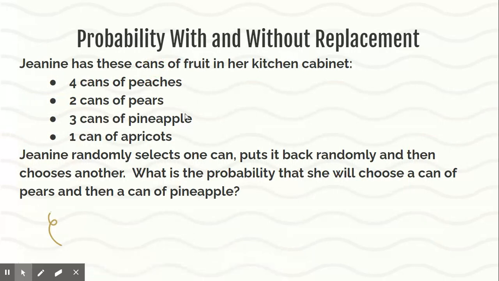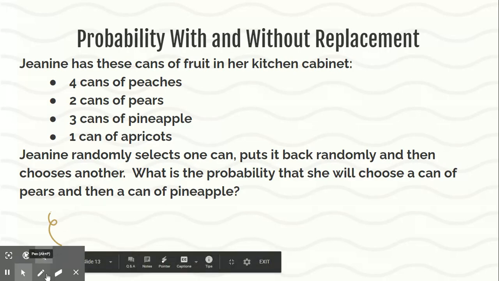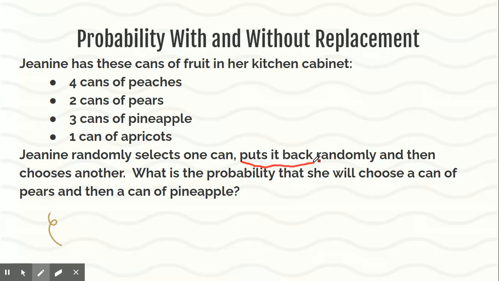So let's work on some problems. Janine has these cans of fruit in her kitchen cabinet: 4 cans of peaches, 2 cans of pears, 3 cans of pineapple, and 1 can of apricots. Janine randomly selects 1 can, puts it back randomly, and then chooses another. So let's look at this. She puts it back, so that means it's with replacement. So my total is not going to change. I'm going to have the same total on the bottom when I multiply these.